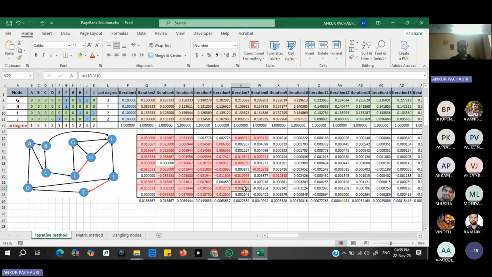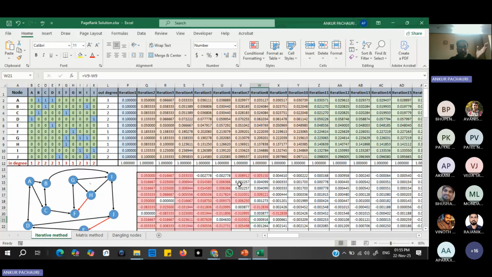Okay. Then we move to the next iteration. In the next iteration, only 3 values were left that were greater than the threshold of 0.005. All were within the range of 0.004. What does it mean? If that difference is 0.001, what does it mean?